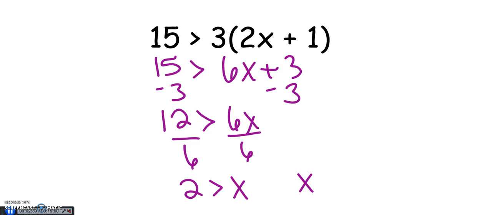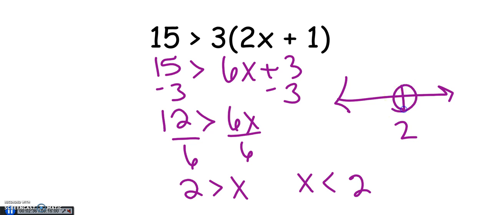So x goes to the left. We turn our inequality symbol around and have it be less than 2. So we're going to put an open circle at 2, and we're going to shade to the left.